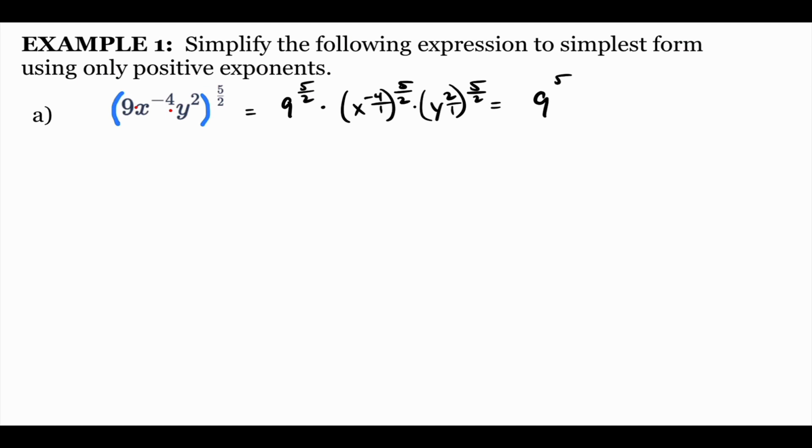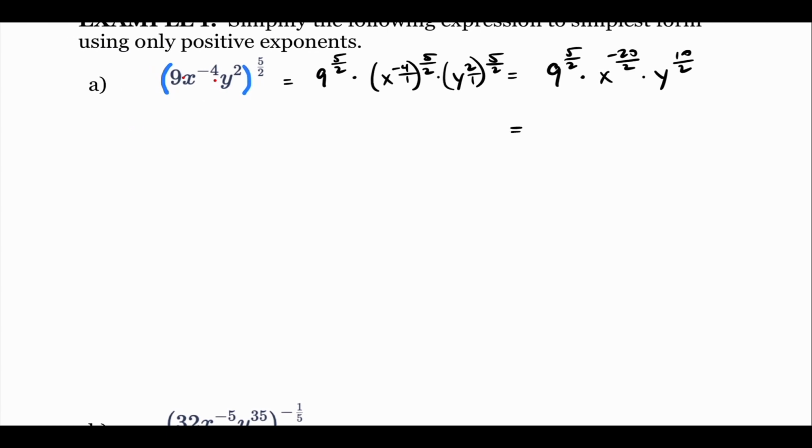So that's going to be 9 to the 5/2 times, and then when we multiply straight across, we're going to get negative 20/2 and positive 10/2. Well, we can reduce the fractions, or divide the fractions, to x to the negative 10 and y to the positive 5, because 2 goes into 20 negative 10 times, 2 goes into 10 5 times. Okay? No more parentheses.